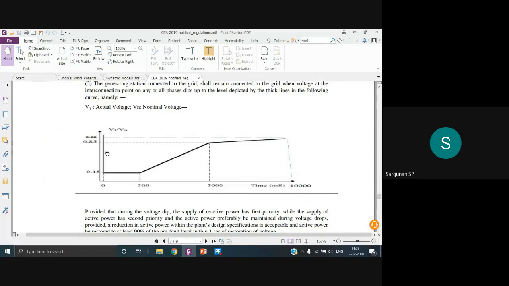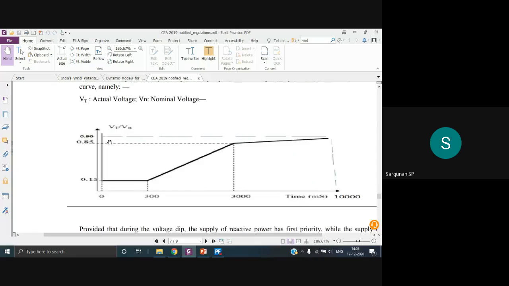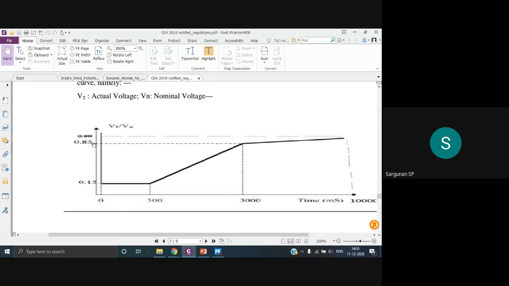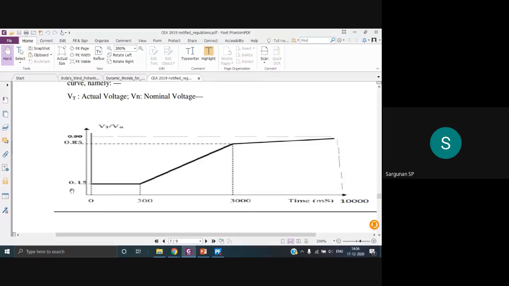Say for example, if there is a fault in my system, normally the voltage will drop at that line. Here you can see the voltage drops to around 0.15 per unit. Even if it drops to around 0.15 per unit, you need to remain connected to the system for about 300 milliseconds. Here you can see the time, this x-axis is in milliseconds. You need to remain connected for about 300 milliseconds, and not only remain connected, you also need to supply reactive power in order to maintain the stability of the system.